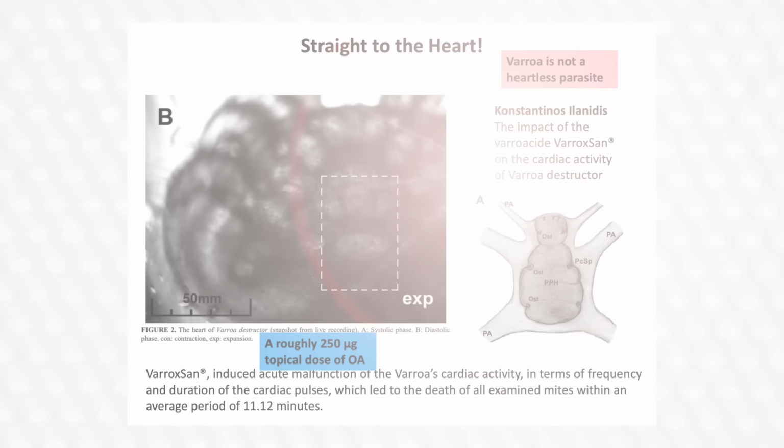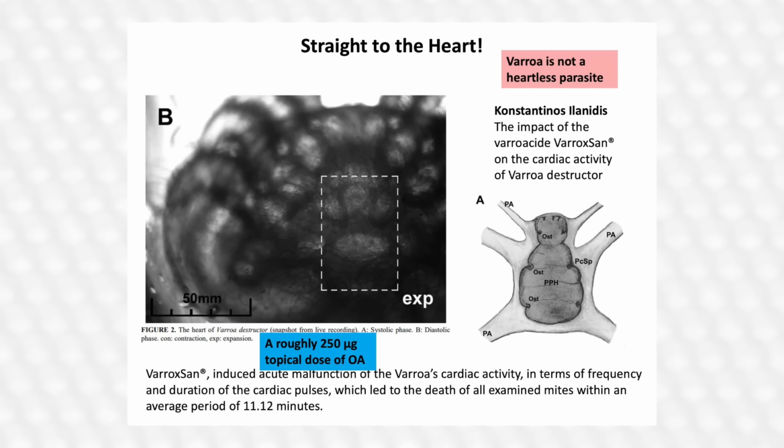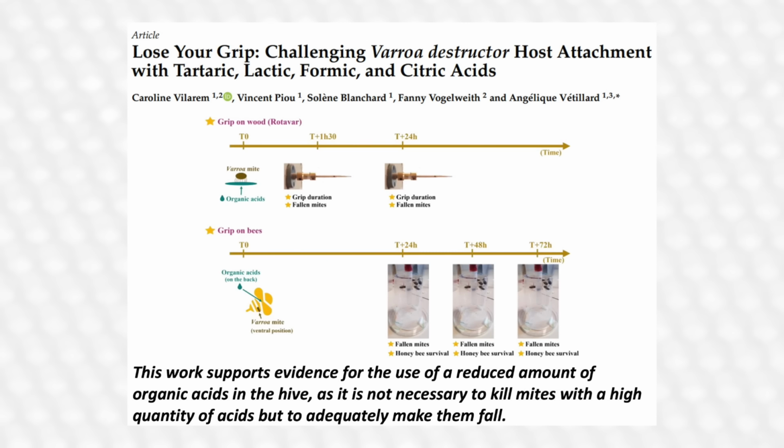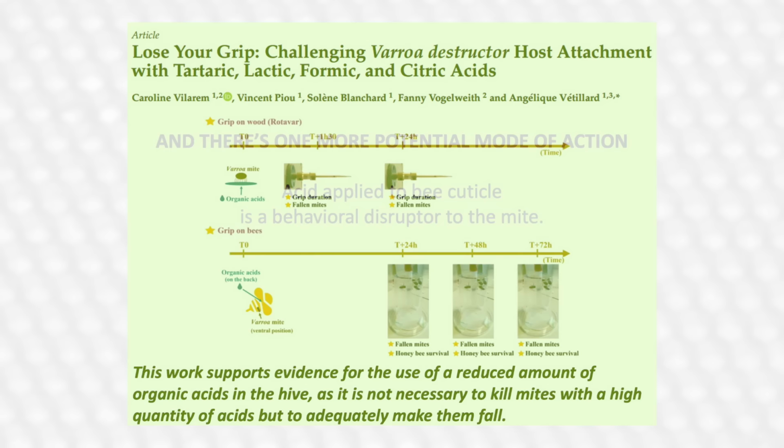Now, at Apimondia, we saw an interesting movie of the heartbeat of the Varroa mite. If you put a large dose, 250 micrograms, that's about enough to kill a bee, much less a mite, the heart will stop beating after 11 minutes. They can see it slow down, so it can have a direct cardiac effect. Some other researchers are taking toothpicks, dipping them into various organic acids, putting them on a slowly rotating device, and then putting a live mite on there to see how long the mite can go around on this device before it drops off dead. So people are doing research.